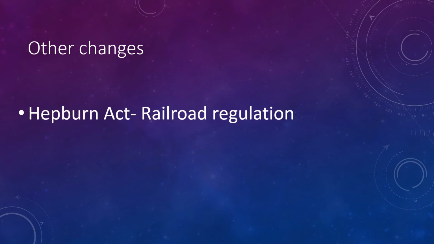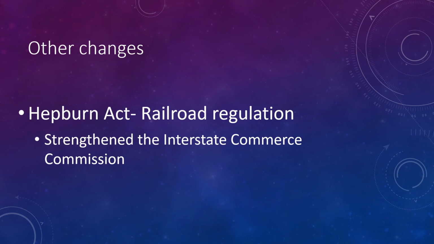There were also lots of other regulations that were being passed during this time period, including the Hepburn Act. This one was a railroad regulation that strengthened the Interstate Commerce Commission, which we talked about in earlier chapters. But it made sure that the railroads had to follow the ICC. And the biggest way that it did this was through the setting of rates.